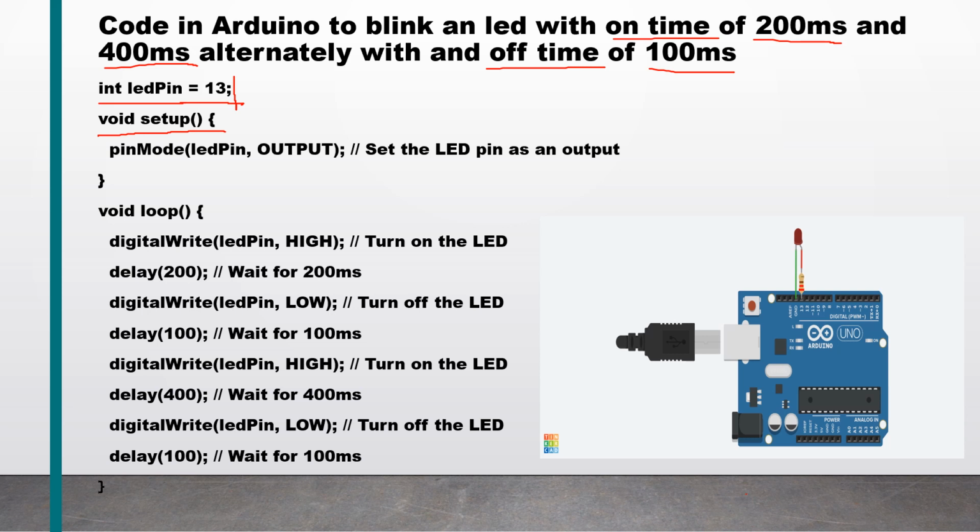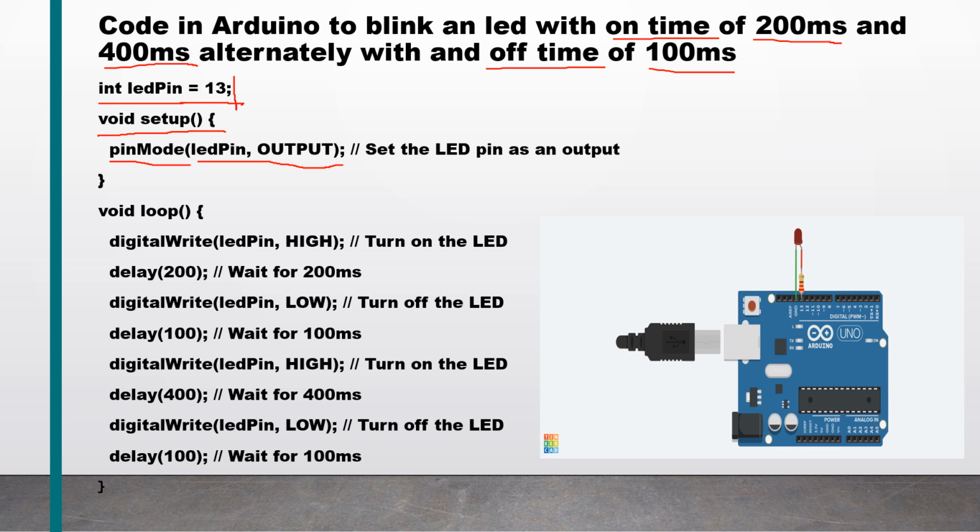The void setup function is used in Arduino to set up the initial state of the board by initializing the variables, pins, and other settings. Inside void setup, pinMode is written. What's the use of pinMode? PinMode configures the specified pin to behave either as input or output. It configures the LED pin to behave as an output.